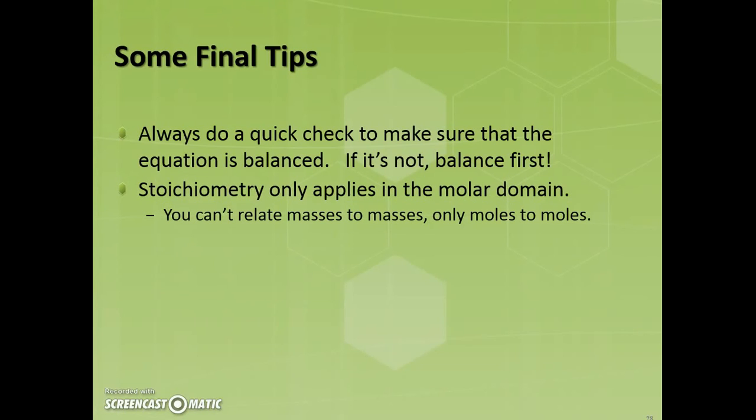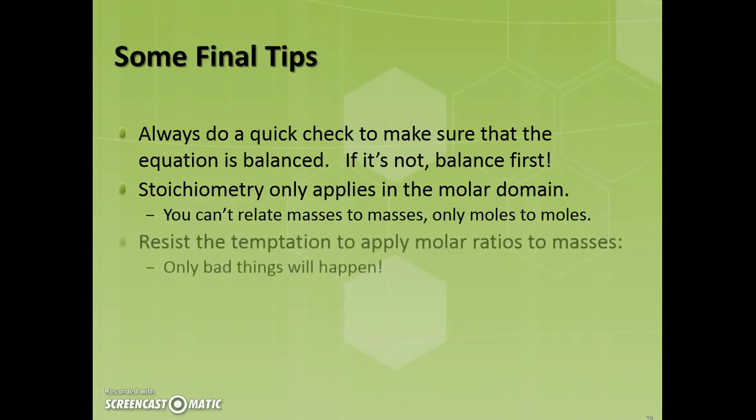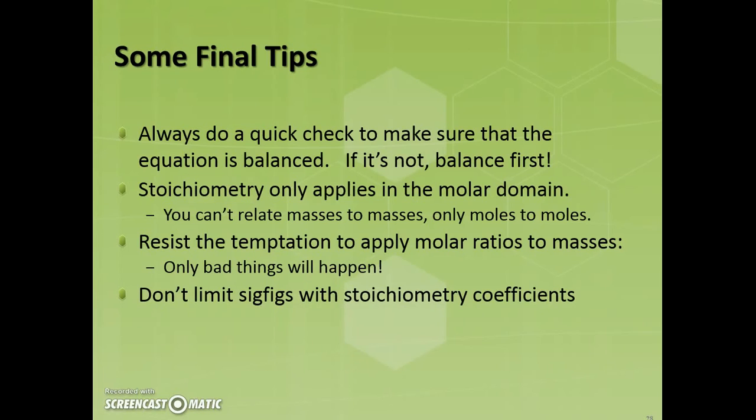Next, remember the whole point of the slingshot is that stoichiometry only applies in the molar domain. So we can't relate masses to masses directly using the stoichiometric ratio, only moles to moles. And so you want to resist the temptation to apply those molar ratios to masses. You're going to get wrong answers if you try that. In the final note, as we mentioned before, don't limit significant figures with your stoichiometric coefficients. You can treat those as accurate a number as you need.